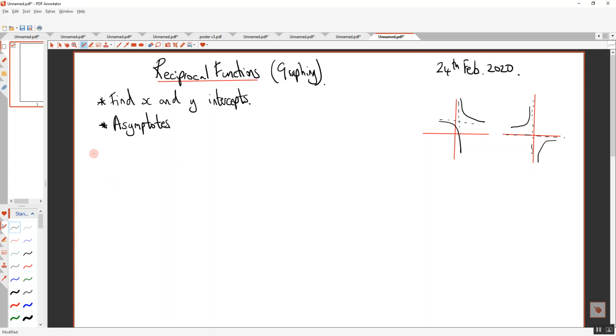So let's have a go at one of these, and we'll talk about how we work out the asymptotes as we work through it. So we're going to sketch y is equal to 1 over x minus 2. And what I'll do is draw my axes down here and we'll sketch it as we figure stuff out.